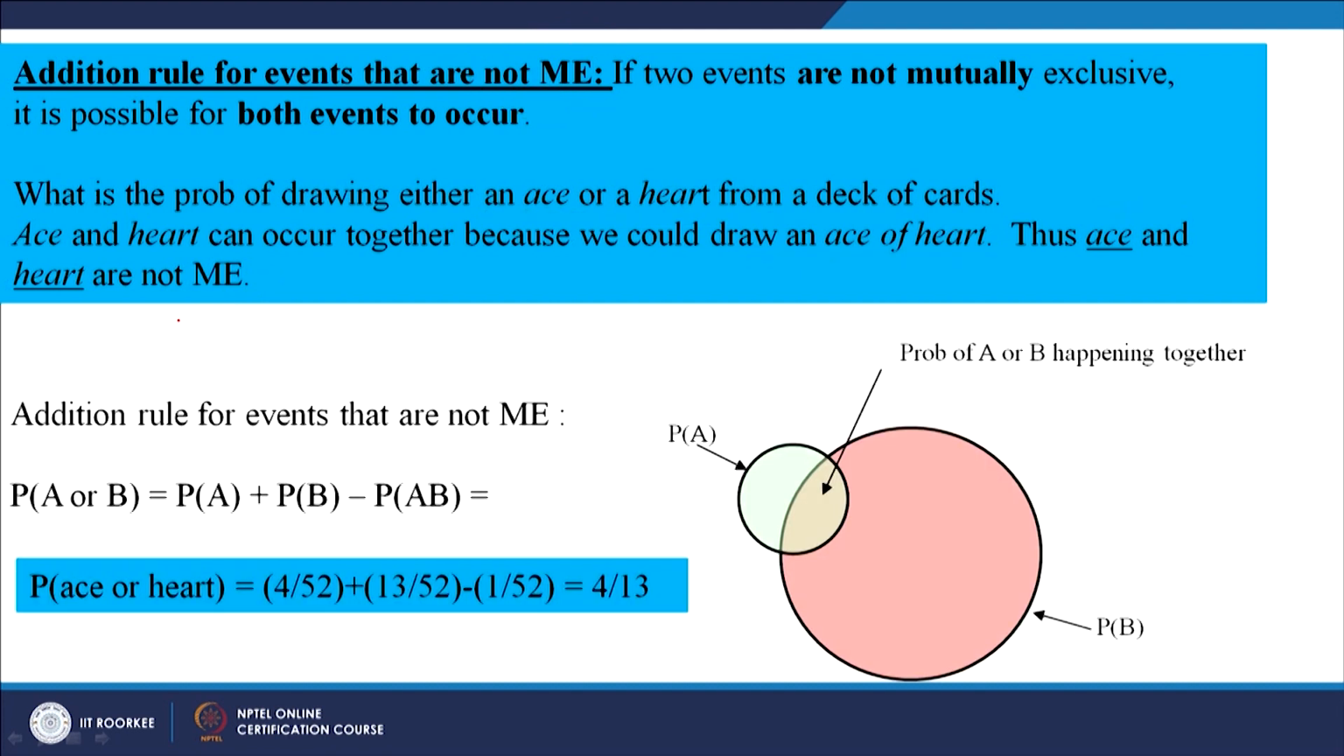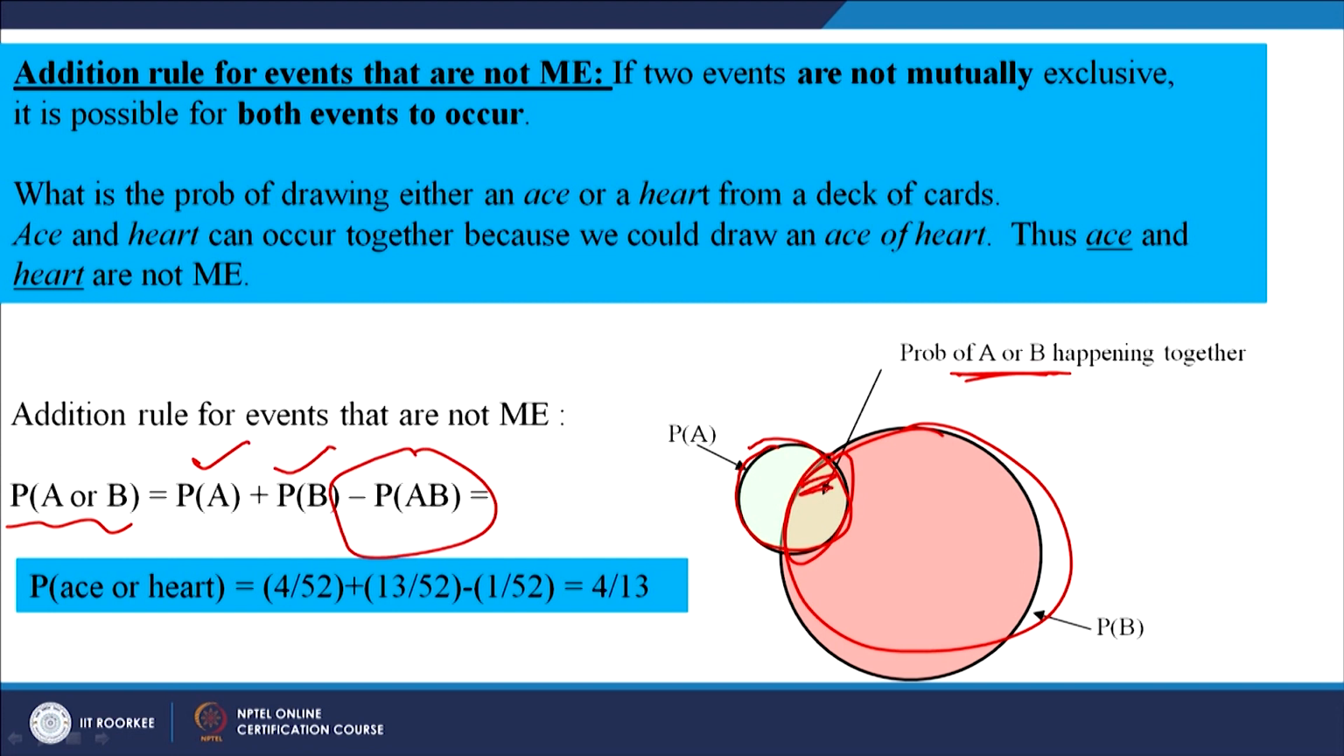Let us look at this Venn diagram. This is the probability of event A, the probability of event B, and this is the probability of A and B happening together. To work out this example, the probability of A or B is equal to P(A) plus P(B) minus P(A and B). This area is to be subtracted, otherwise there would be double counting of this area, is it not?